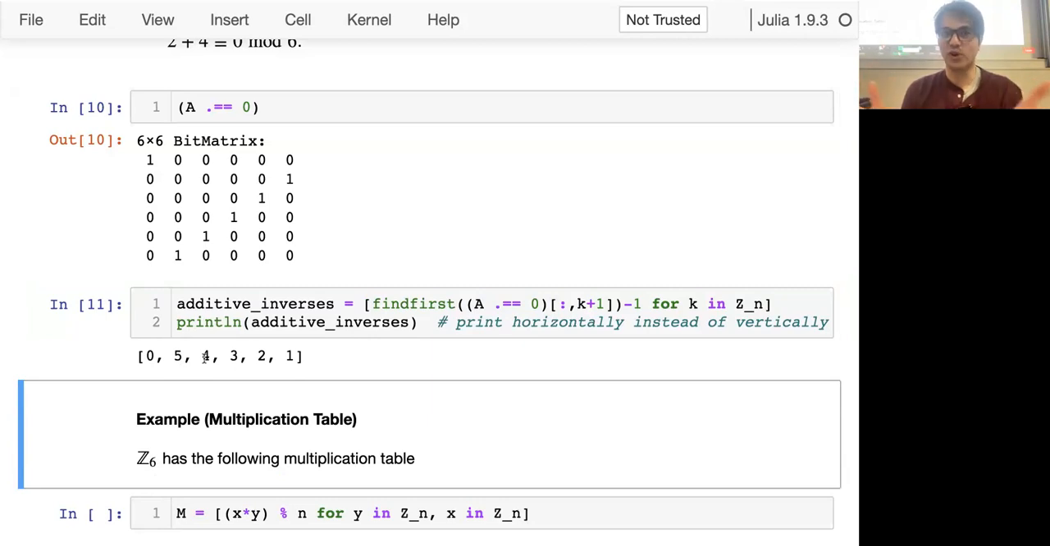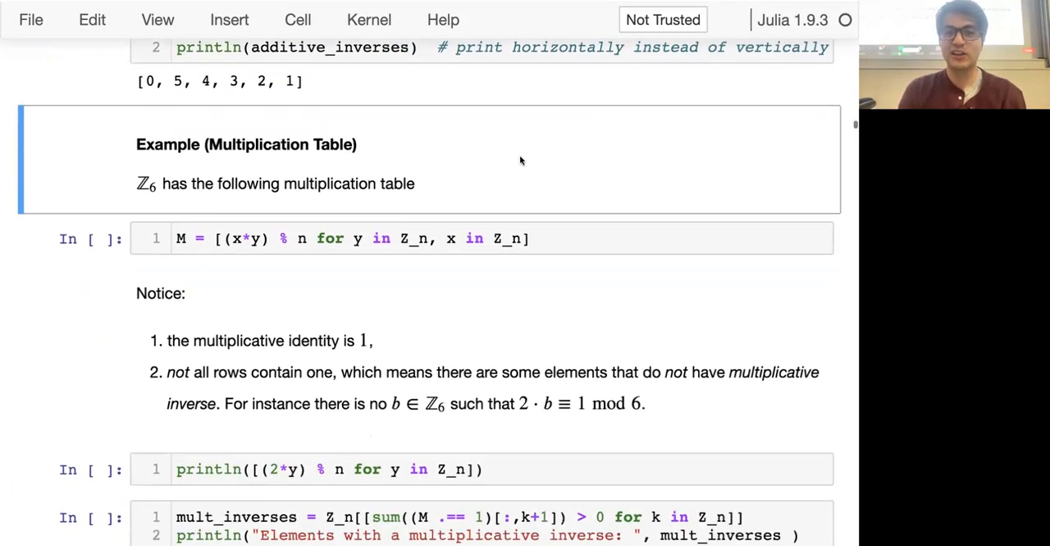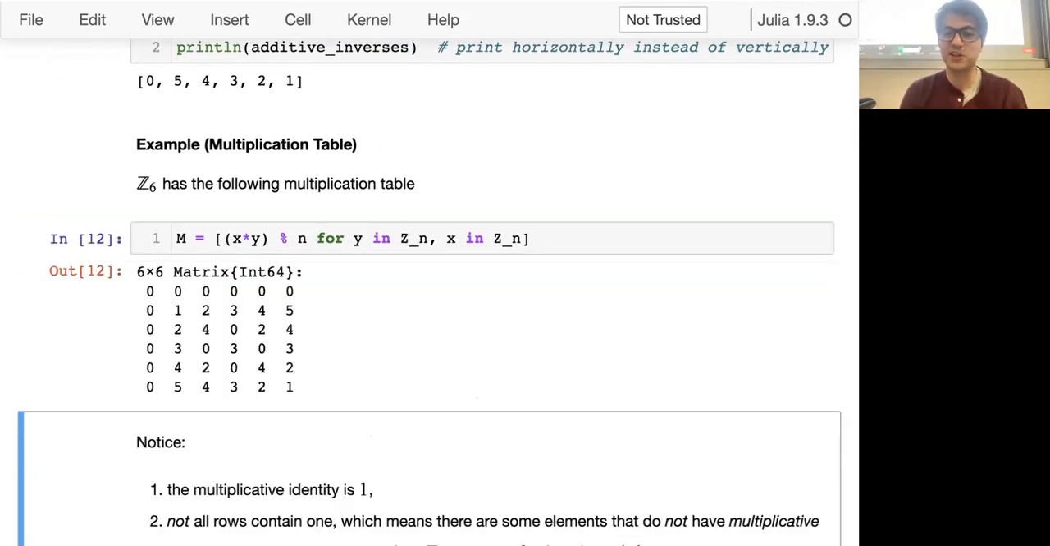No, I can't think of a worse way of determining the inverse for addition aside from looking at all of the numbers and asking. So this is going to be relevant. Let's look at multiplication now. So here's a multiplication table.